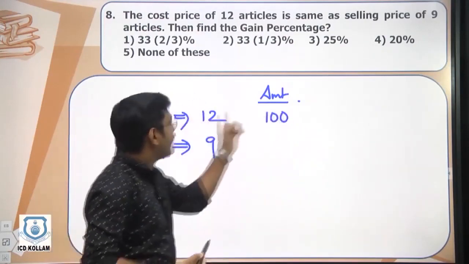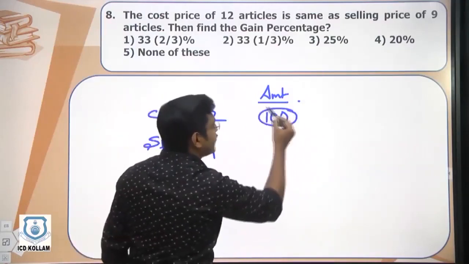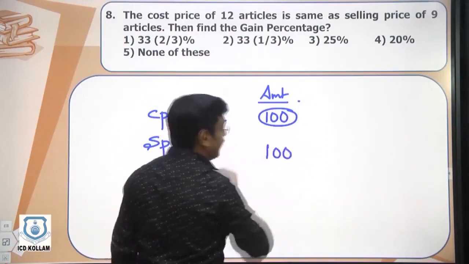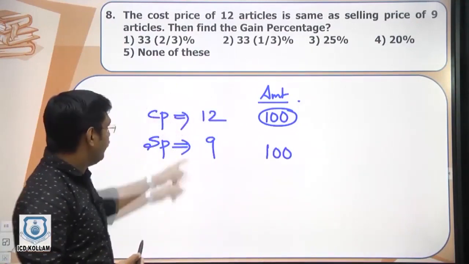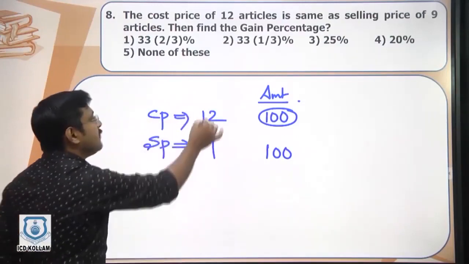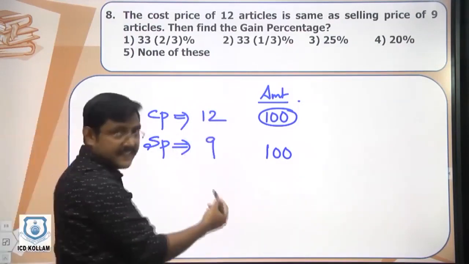Clearly given, the cost price of 12 articles is equal to the selling price of 9 articles, means since the cost price we consider as 100, then the selling price also we need to consider as 100, right? That's a condition. But we know that we bought 12 and we sold only 9. We need to make these two values same. To make these two values same, we need to take the LCM. Yes, for 12 and 9, the LCM is 36.